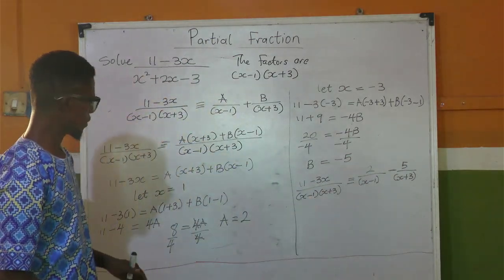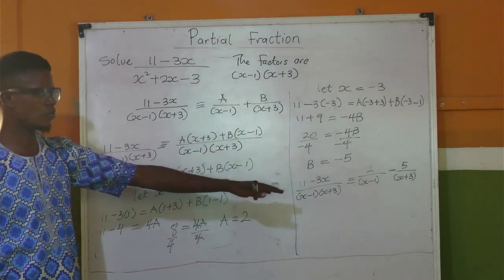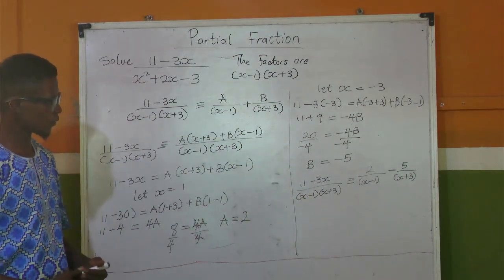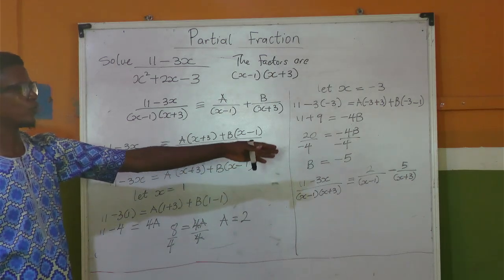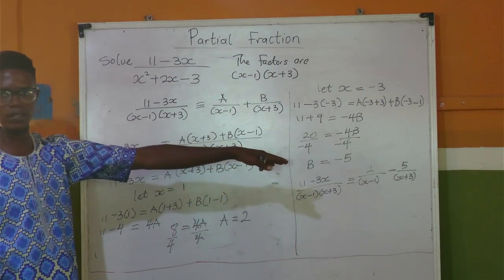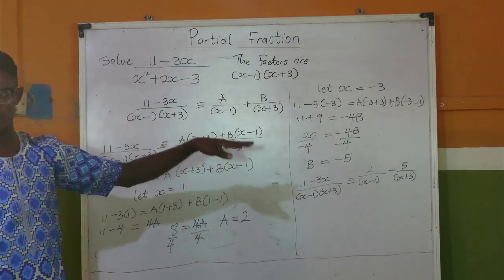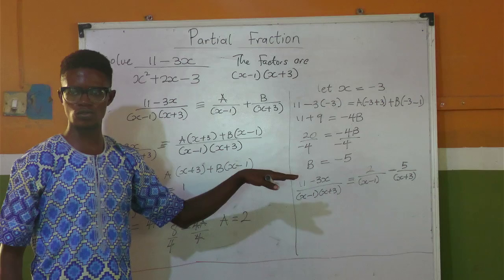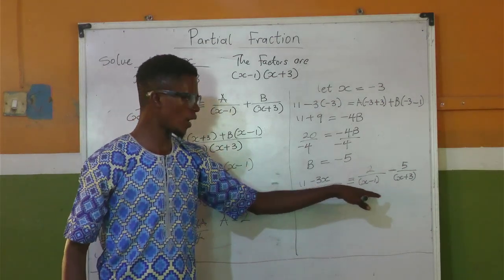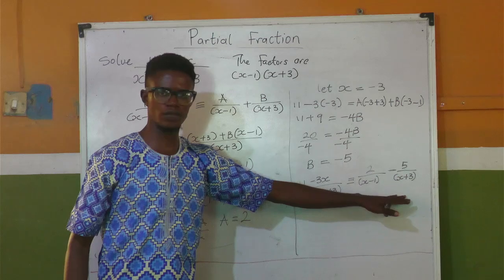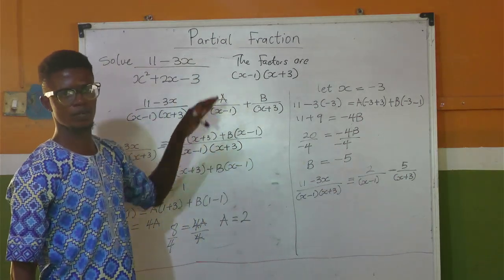You have seen that getting the values of A and B is the key to arriving at our answer. You can check this by expanding the fraction and seeing whether you get the original. I'm not going to do that now; I'm going to leave that to you. Do the normal addition and subtraction of these fractions and see whether you arrive at this particular expression.